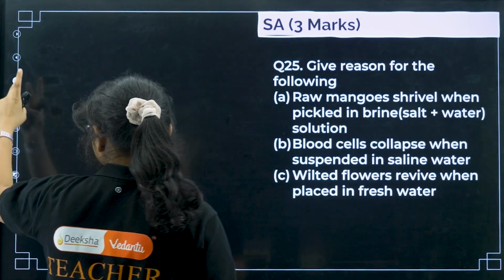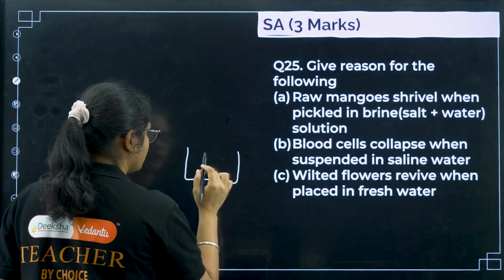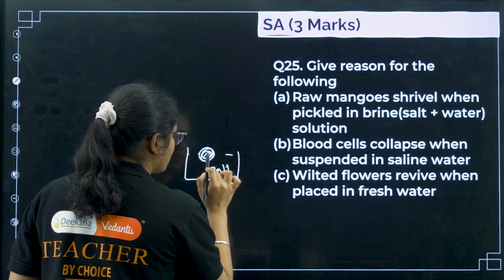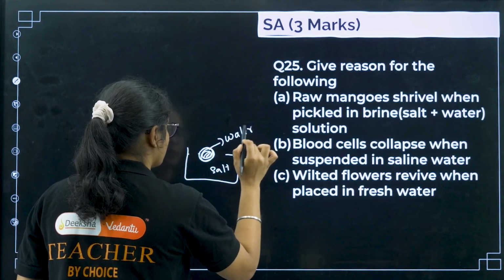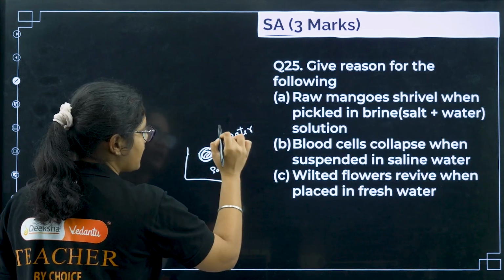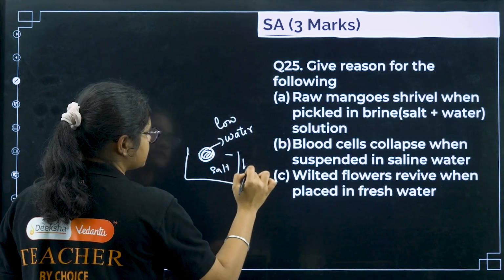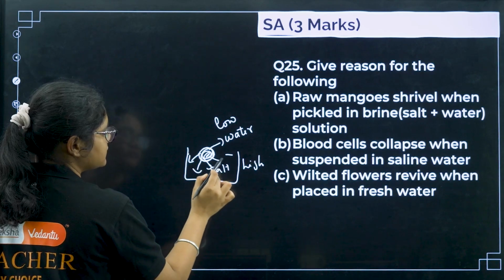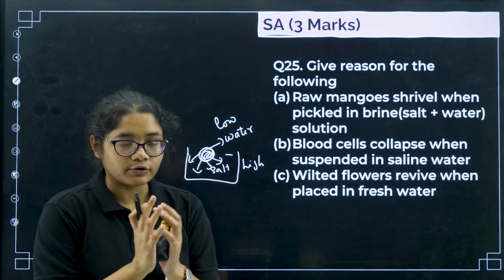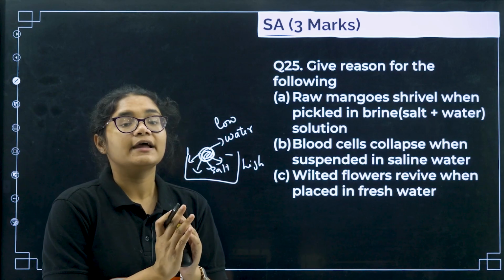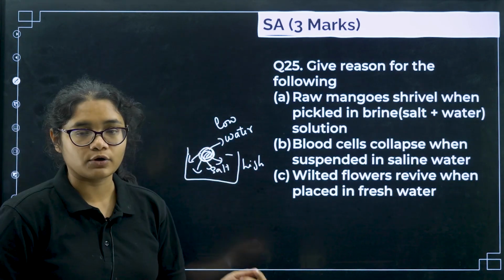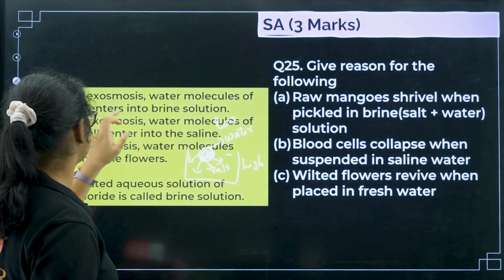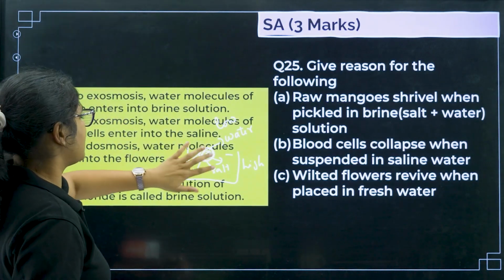If you see here, you have a raw mango and you have salt solution. Inside the mango there is more water, and outside there is salt. So this is a low concentration solution and this is a high concentration solution. Water will flow out from the mango to the solution and cause the mango to shrivel. This is because of water moving out, which we call exosmosis. Because of exosmosis, water molecules of the mango enter into the brine solution.